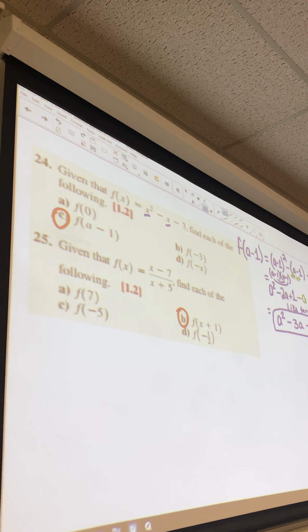Now, on 25 down here, okay, we're plugging in where I see the x's, the whole x plus 1, right? Okay, so that means I've got the little fraction. So up top, I'm plugging x plus 1, and then it's got the minus 7. Down bottom, I'm plugging the x plus 1, and then it's got the plus 5. What do you want to do at that point?